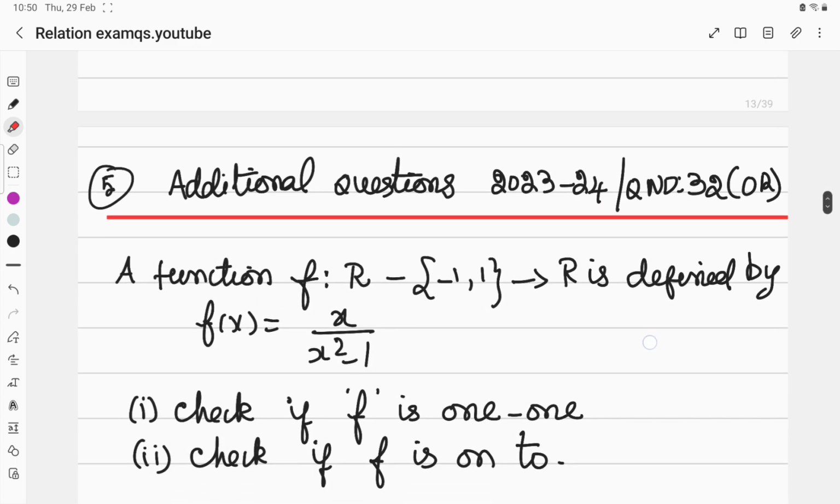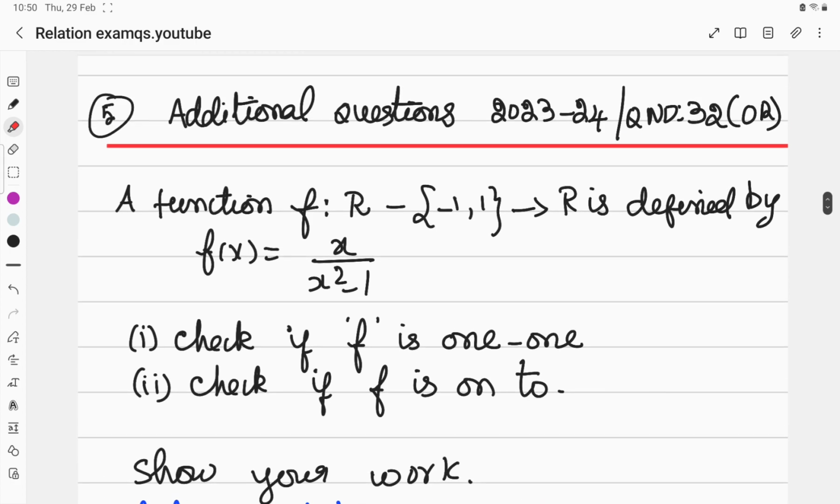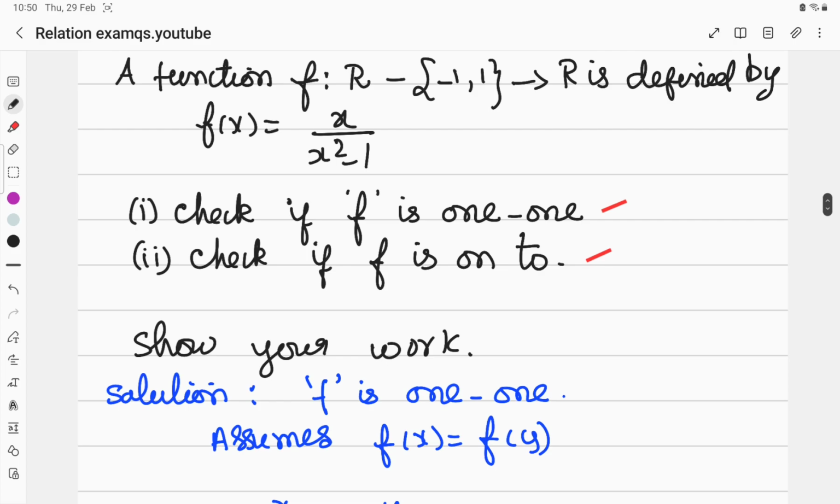Next question, question number 5. A function f from R minus {1, -1} to R is defined by f(x) = x/(x² - 1). Check if f is one-one. Check if f is onto. Show your work.